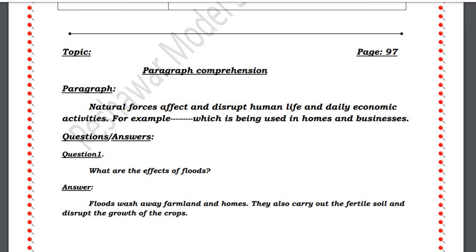In our today's lecture, we are going to do the paragraph comprehension of unit number 10, Technology in Everyday Life. Open up your notebooks of English A, prepare a new page, give the heading Topic, Paragraph Comprehension, page 97, give the subheading Paragraph. The paragraph is displayed on your screens: natural forces affect and disrupt human life and daily economic activities. Clear?